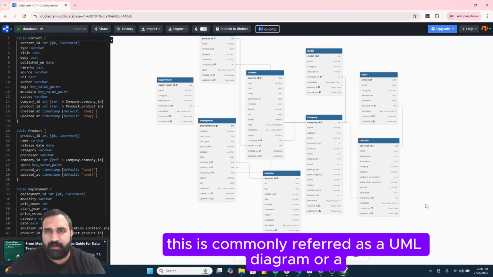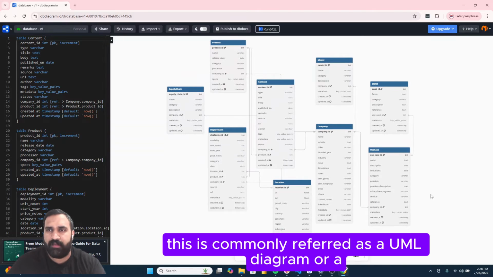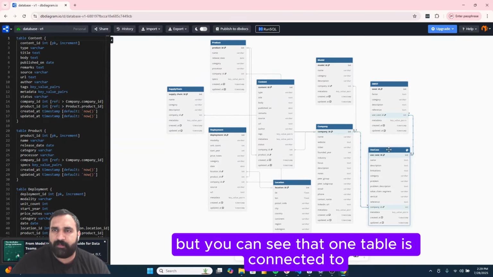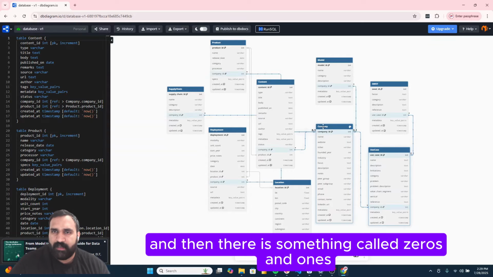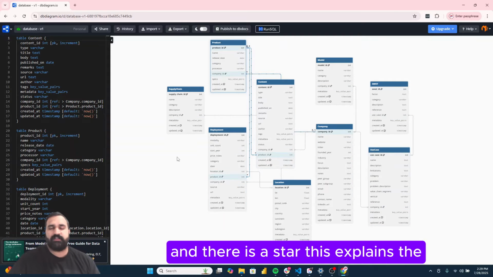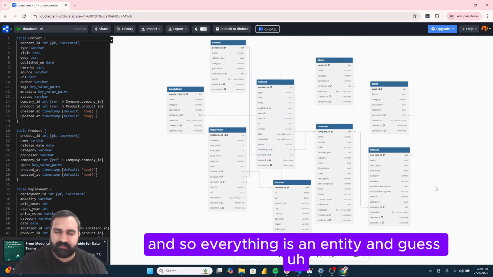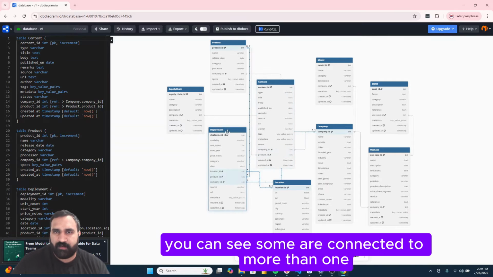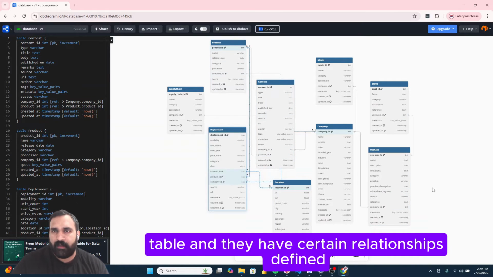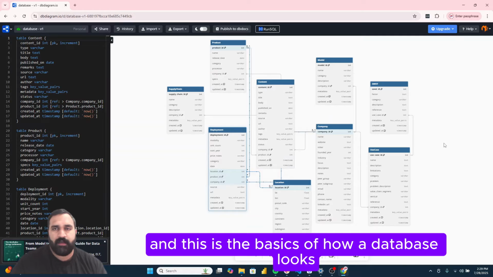This is commonly referred to as a UML diagram or an ERD. But you can see that one table is connected to multiple objects. And then there is something called zeros and ones, and there is a star. This explains the relationship between one entity and another entity. And so everything is an entity. You can see some are connected to more than one table, and they have certain relationships defined. And this is the basics of how a database looks.